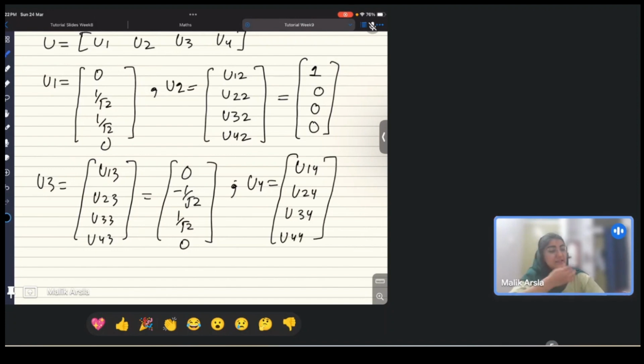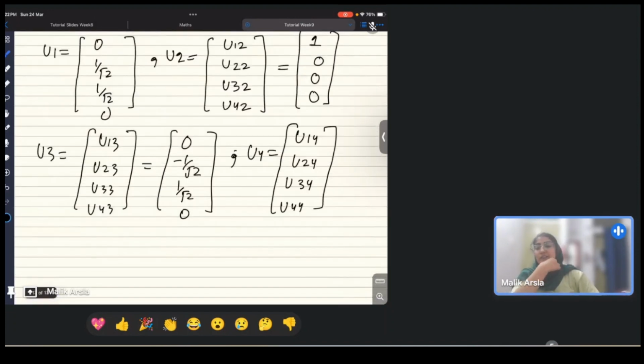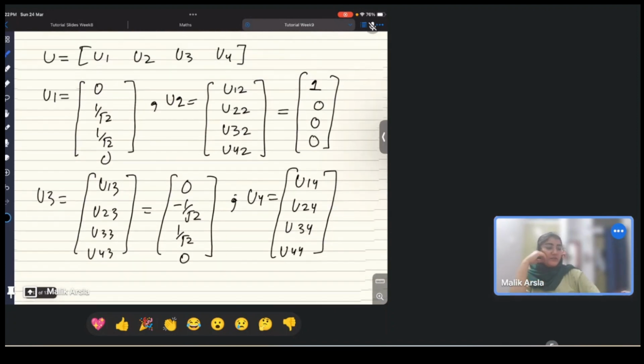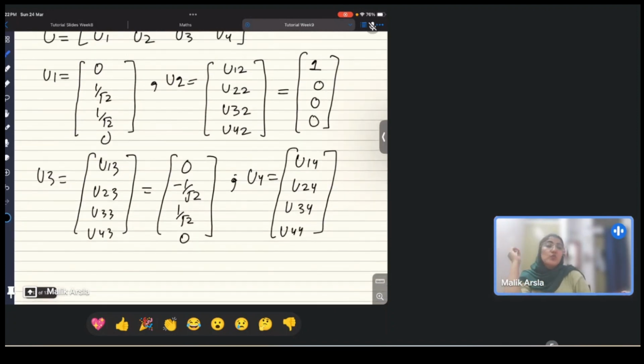Now this is missing. Here we can simply apply one thing. We know that U is an orthogonal matrix, right? So in any orthogonal matrix, every column vector is a unit vector. So one equation we get from there: this U4 vector should be a unit vector. So U14 square plus U24 square plus U34 square plus U44 square is equal to 1. One equation we get from there.